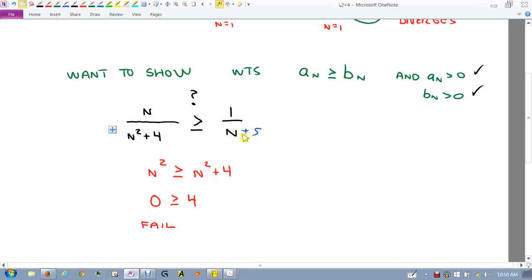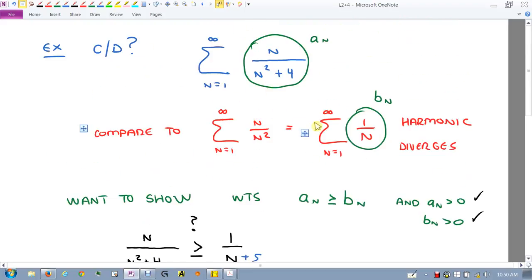So it's looking like n plus 5 would work, but do you know what 1 over n plus 5 does? That's harmonic, right? Constant over linear? That's harmonic, it diverges too. So that should work. Do you understand this thinking here?